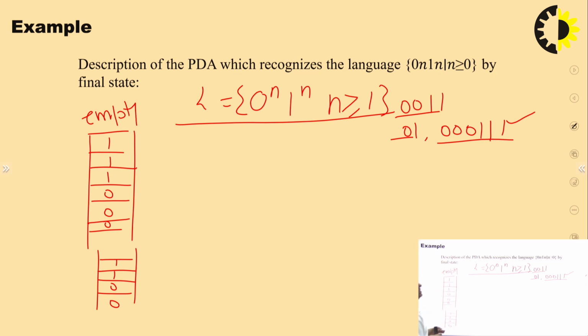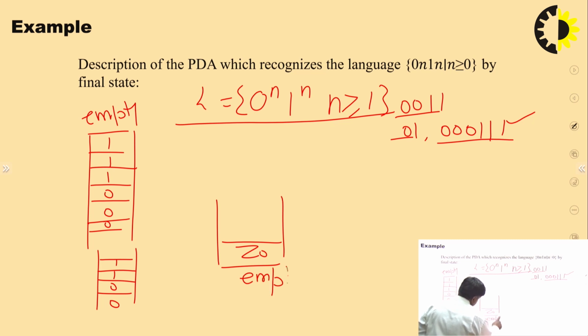In the final state, the input tape and the stack are both empty. If this condition occurs, then the language is accepted by the automata. It means, what is the approach to solve the problem?